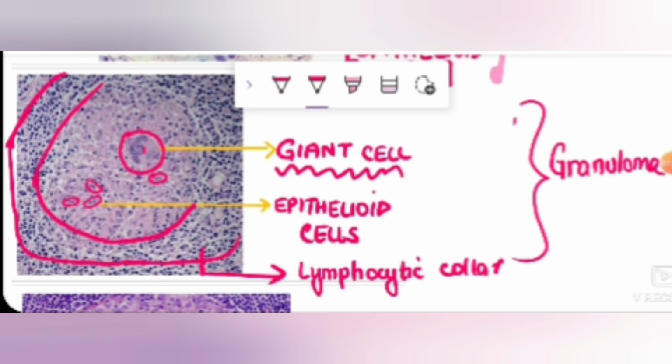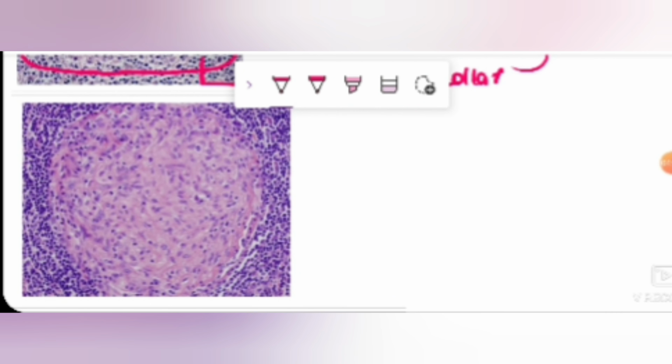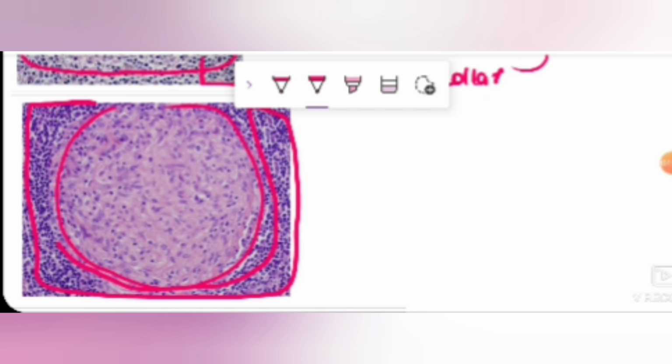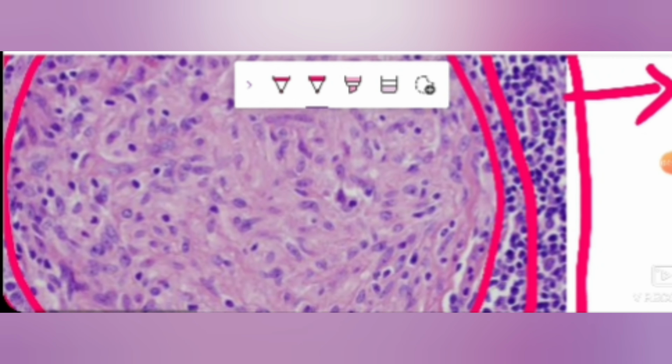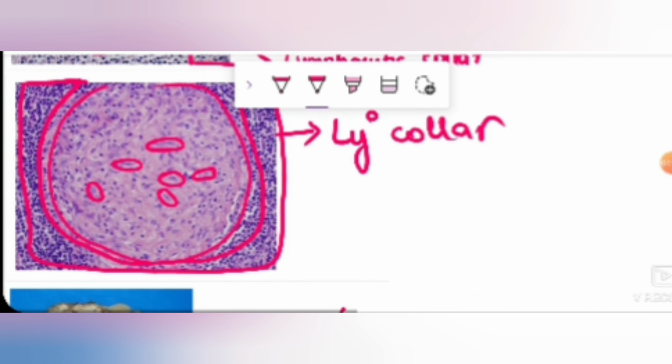Let me show you another picture to make you more familiar with the same thing. See, this is another picture. Here you will say that, ma'am, in the center I'm seeing this round pink structure. Yes, it's more pinkish. And at the periphery, this part that I'm highlighting, has all those blue color dots. Exactly, because this periphery is the lymphocytic collar. And in this pink structure in the center, if you zoom in, you will very well appreciate a lot of those slipper shaped elongated nuclei. The nuclei are long and slipper shaped over here. So yes, these are all the epithelioid cells.